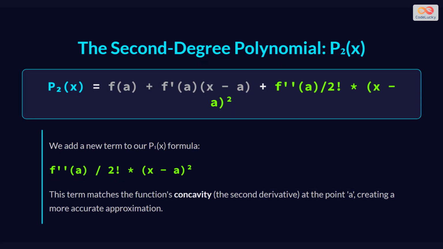To get our quadratic approximation, p sub 2 of x, we simply add a new term to our linear formula. The new term is the second derivative of f at a divided by 2 factorial times the quantity x minus a squared. This new piece of the formula bends our approximation so it hugs the original function much more closely.